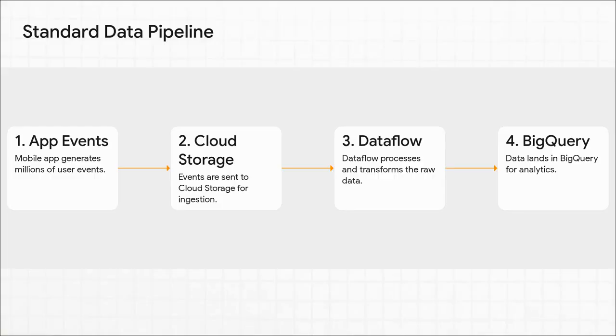Now, the pipeline itself is pretty standard stuff, nothing too fancy. First, you've got the events coming from the app. Then they get sent over to Google Cloud Storage for ingestion. After that, a tool like Dataflow jumps in to process and transform all that raw data. And finally, everything lands in BigQuery, which is our data warehouse where we do all the analysis. Sound simple, right? Well, the devil, as they say, is in the details. And for us, that detail is step 2.